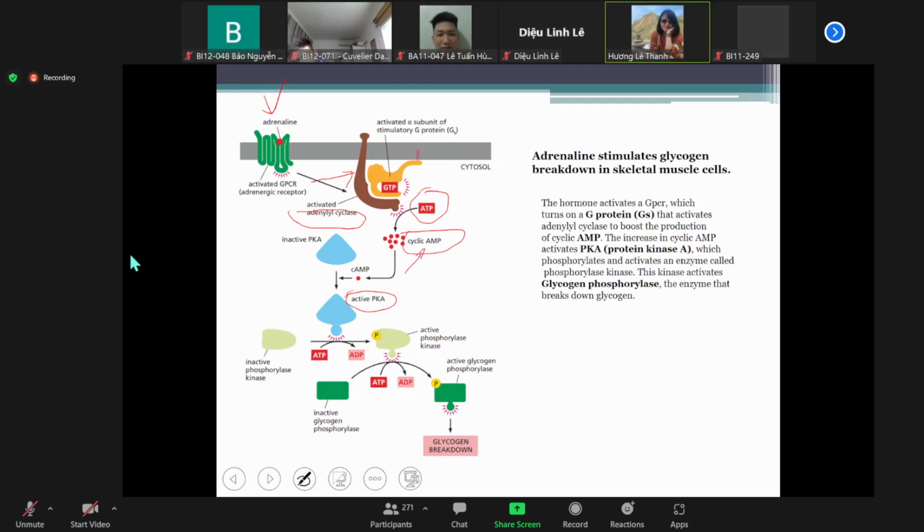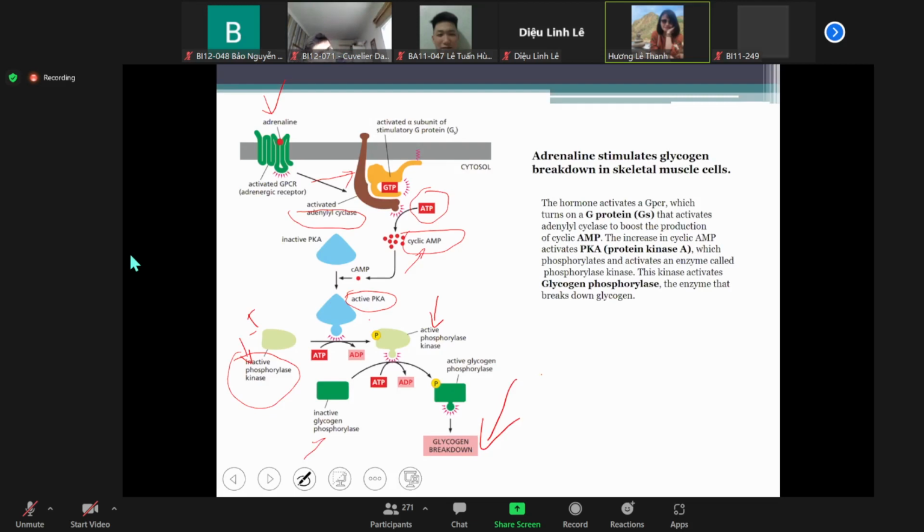And this kinase protein will activate another phosphorylase kinase from inactive into the active form. In our cells, this phosphorylase kinase will activate the glycogen phosphorylase from inactive into the active form to break down the glycogen.